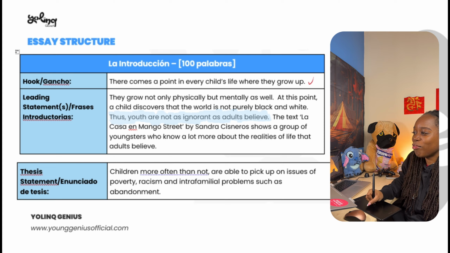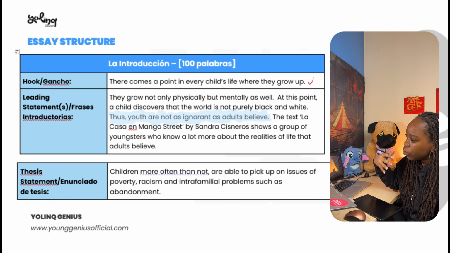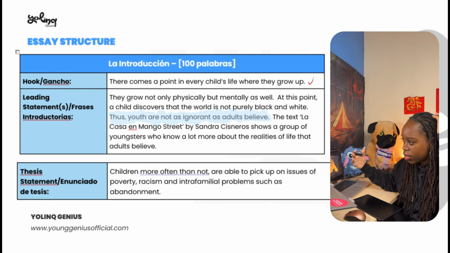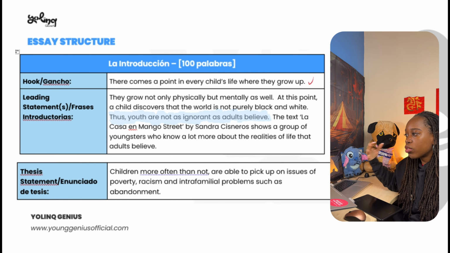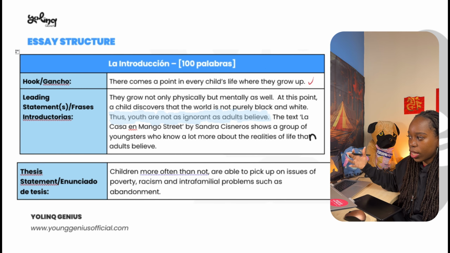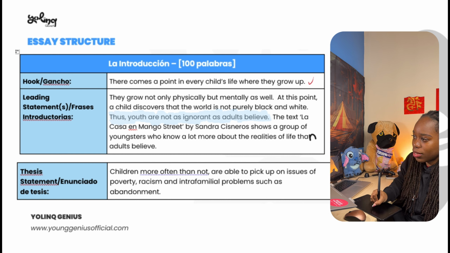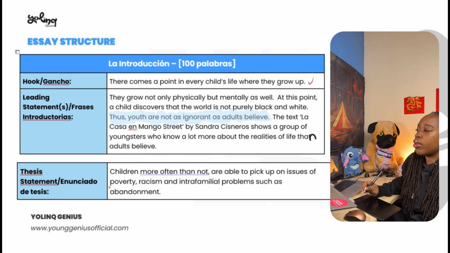So then I introduce a text that I'm going to use, the text La Casa en Mango Street by Sandra Cisneros, shows a group of youngsters who know a lot more about the realities of life than adults believe. I think that should be than adults believe. That shouldn't be that adults believe. It's than adults believe. And then my thesis statement introduces the points that I'll be talking about in the essay.